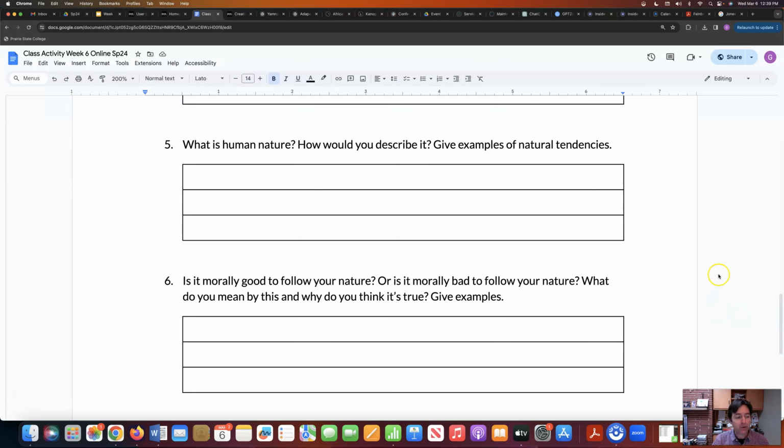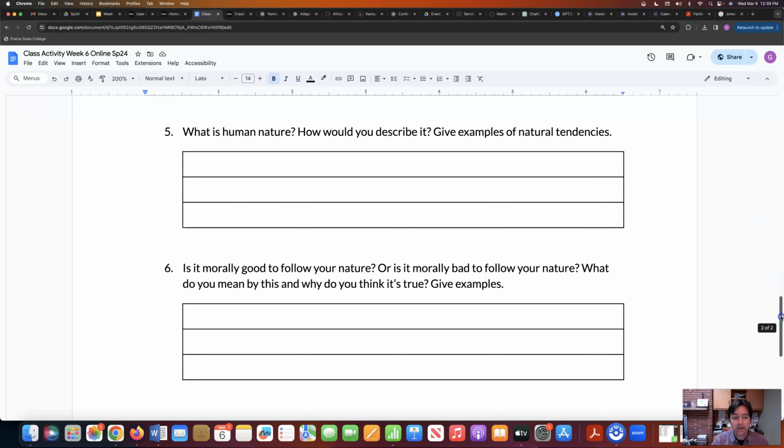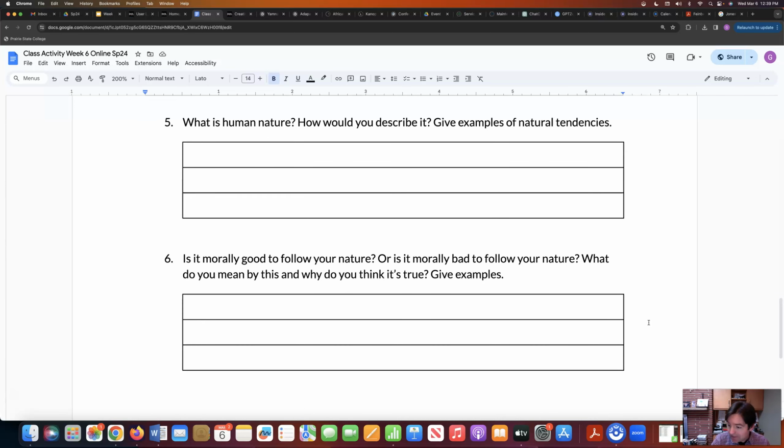Then the last two questions focus on human nature. What is human nature? What are we talking about when we talk about human nature? How would you describe it? What are some natural tendencies that we have? Is human nature good, in the sense of, are we by nature good? Is it morally good to follow your nature, or is it morally bad to follow your nature? What do you mean by this, and why do you think it's true? Give some examples.